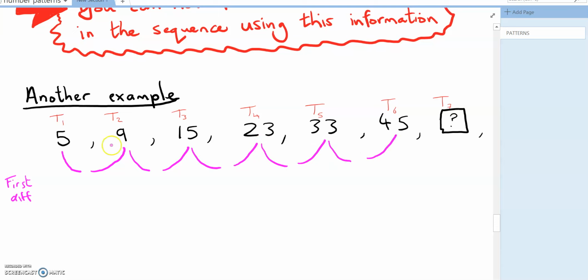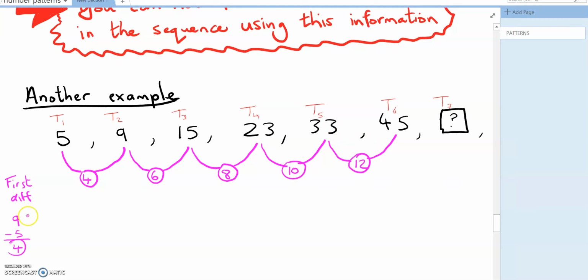Okay, what's the difference between 5 and 9? Remember, get the second term and take away the first term if you're not sure. It's 4. Now, what's the difference between 9 and 15? It's 6. What's the difference between 15 and 23? It's 8. That's 10. That's 12. Okay.